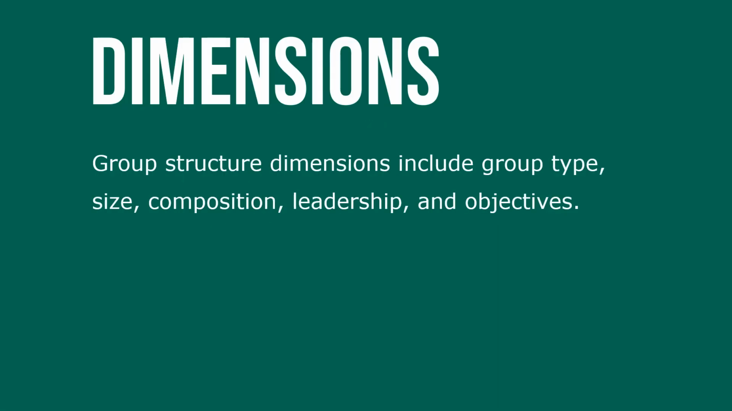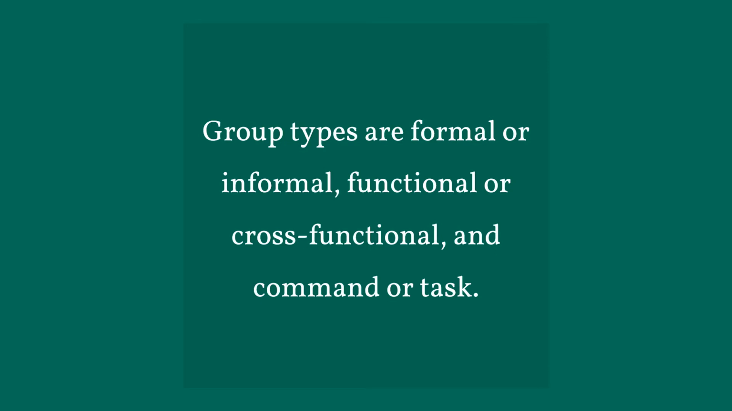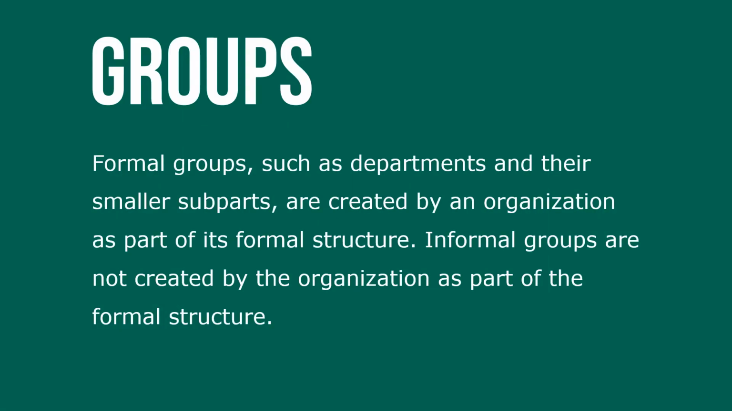Group structure dimensions include group type, size, composition, leadership, and objectives. Group types are formal or informal, functional or cross-functional, and command or task. Formal groups, such as departments and their smaller subparts, are created by an organization and are part of its formal structure. Informal groups are not created by the organization as part of that formal structure.